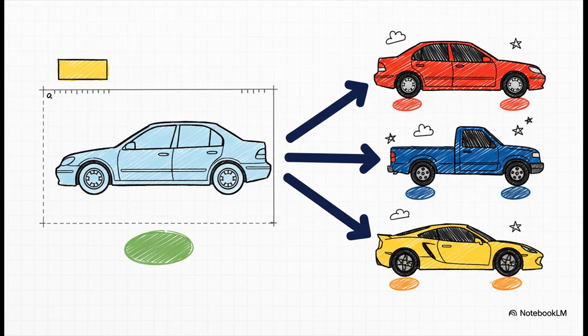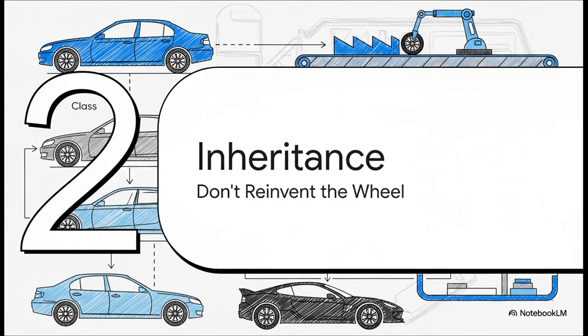And here's the crucial point to lock in. From that one blueprint, that one class, you can create tons and tons of cars, which are all objects. And each one of those cars might be a little different. Maybe one is red and another is blue, but they all share that same fundamental structure defined by that one single blueprint.